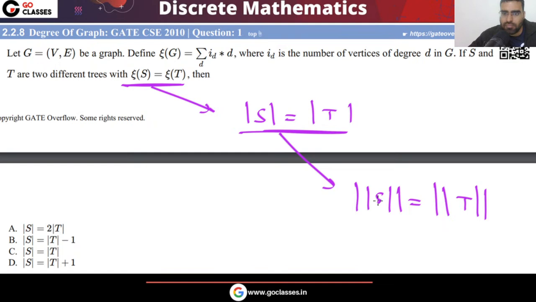So for this question, this also, in this direction also you can go. So it is like if and only if. You can go in both the directions. So the answer will be option C.